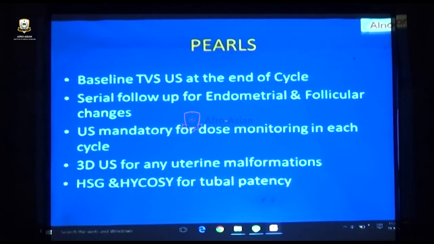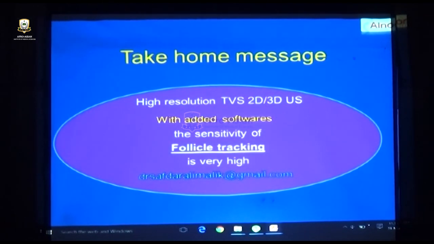Number three, 3D ultrasound for uterine malformation is very, very high yield. And you can confirm your tubal patency by hysterosalpingography and hysteroscopy. So my take-home message is that high resolution 2D and 3D ultrasound with the added software, the sensitivity for your checking, is very, very high.